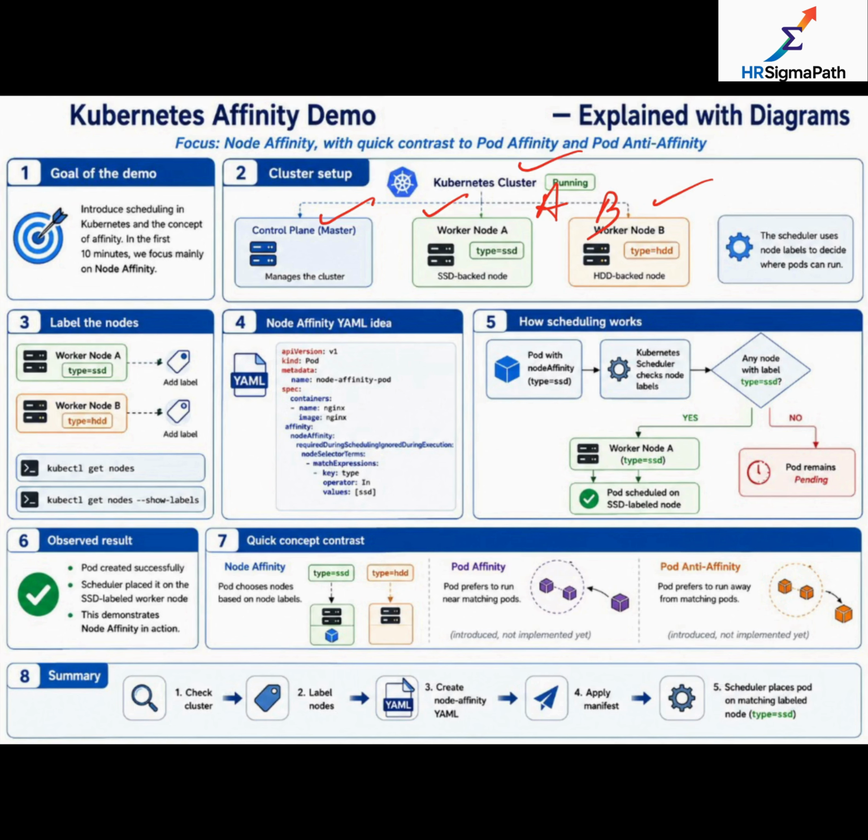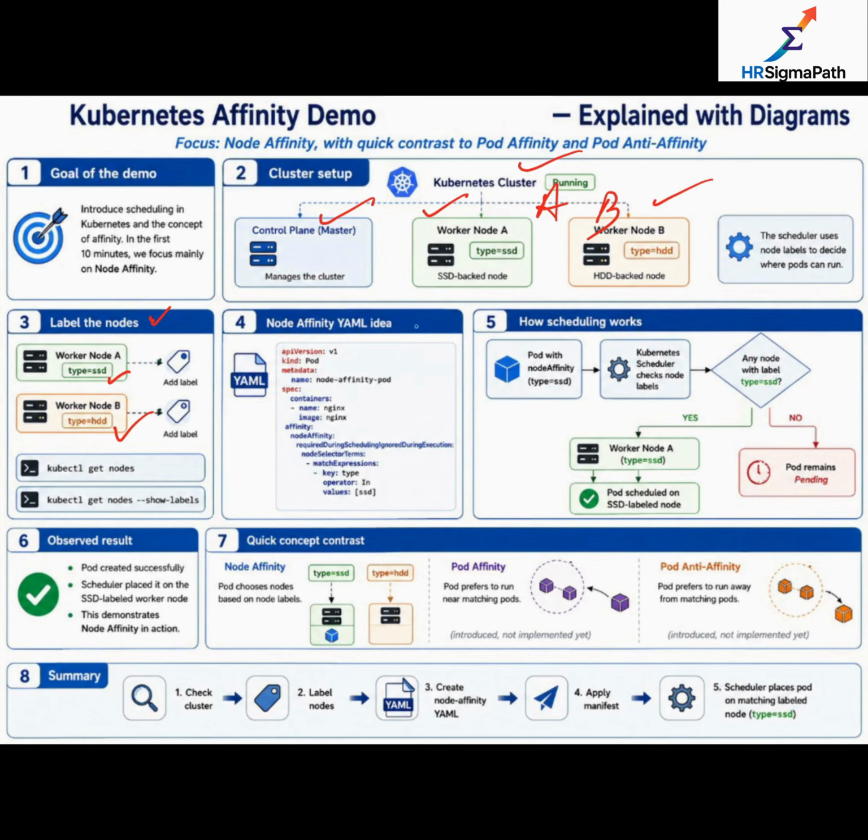Next, we have to label the worker nodes here. Worker node A is labeled as type SSD and worker node B is labeled as type HDD. These labels tell Kubernetes what kind of node it is. Later the scheduler will use these labels to decide where the pod should actually run.